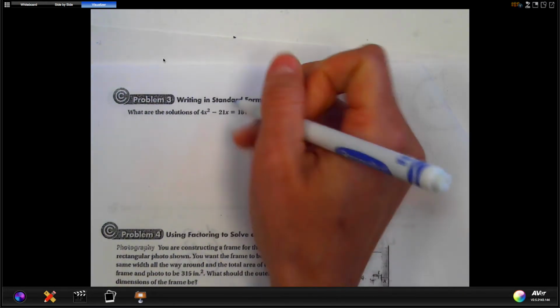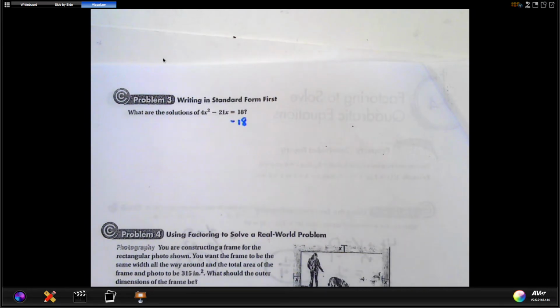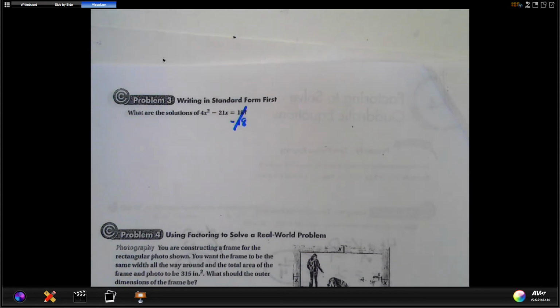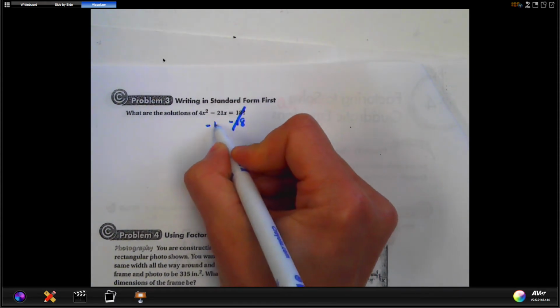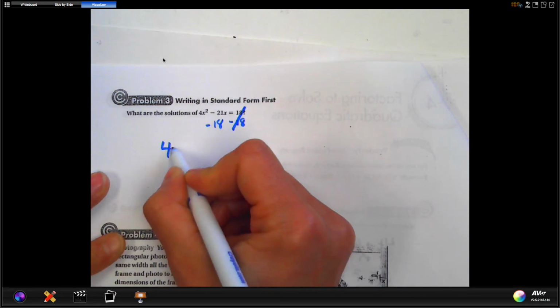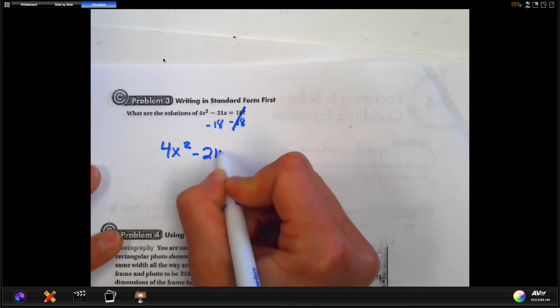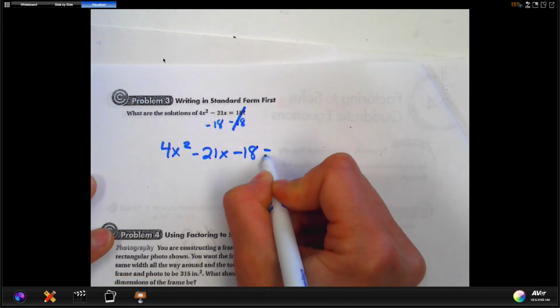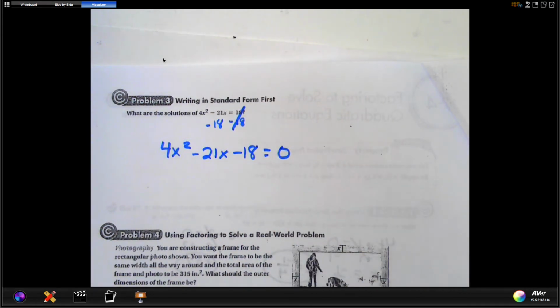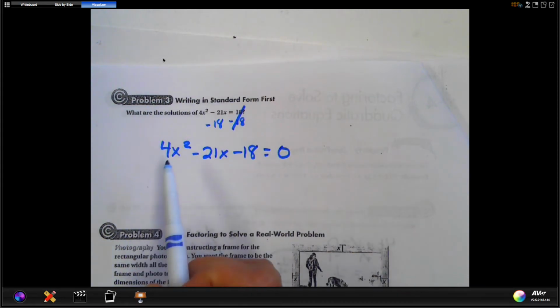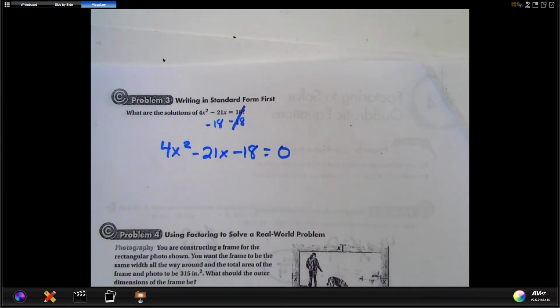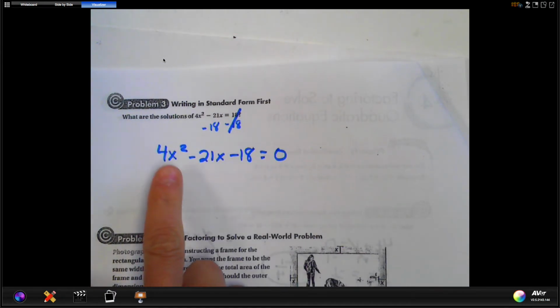To make this equal 0, we have to get rid of that 18. You're allowed to subtract 18 here, but where else do you have to subtract it? On the other side. So if I rewrite this, it's 4x squared minus 21x minus 18 equals 0. It has to be written that way first. Then we can factor it and solve it. Is there a greatest common factor that can come out of all three of these? There is not. You would think it would be 3, but that doesn't work for the 4.